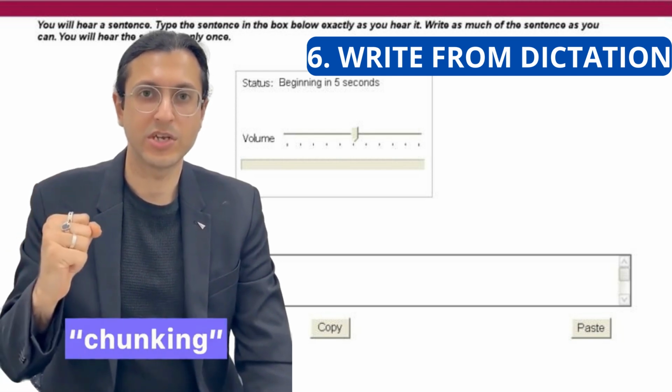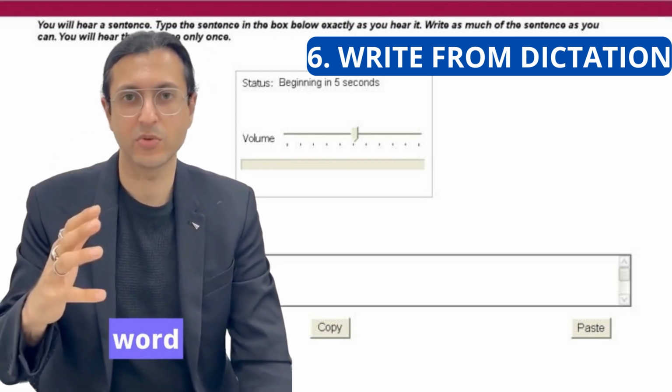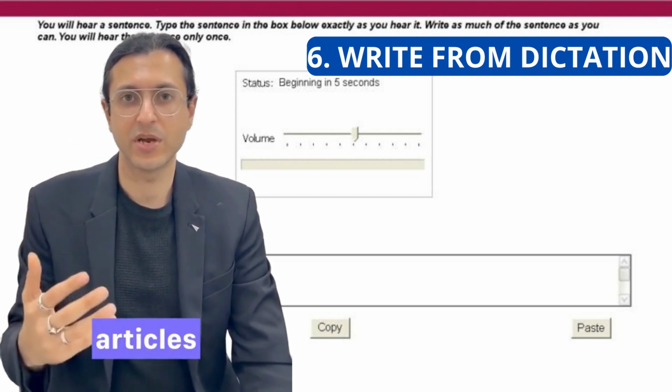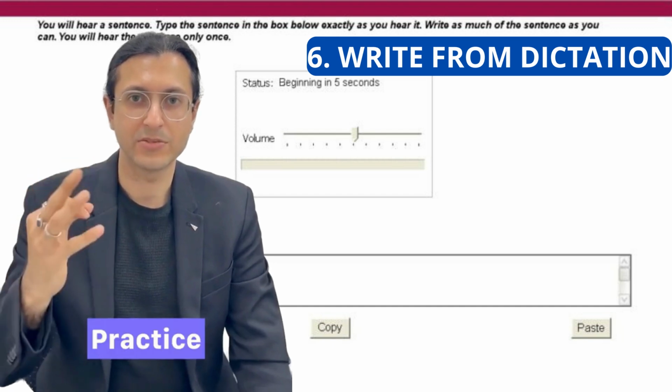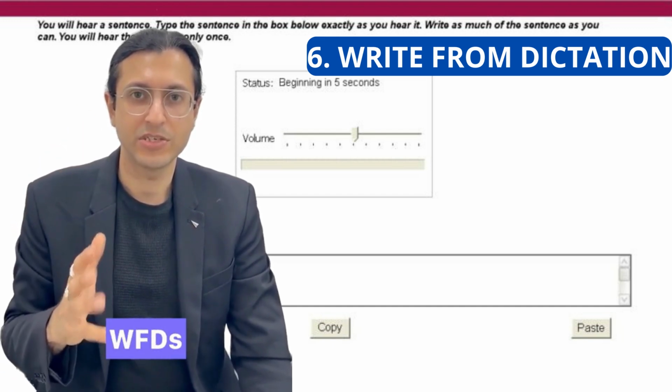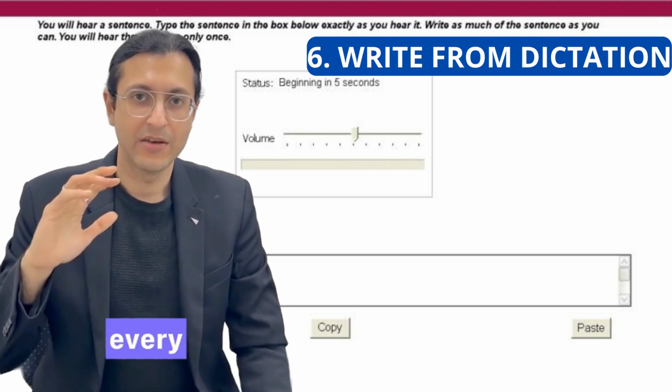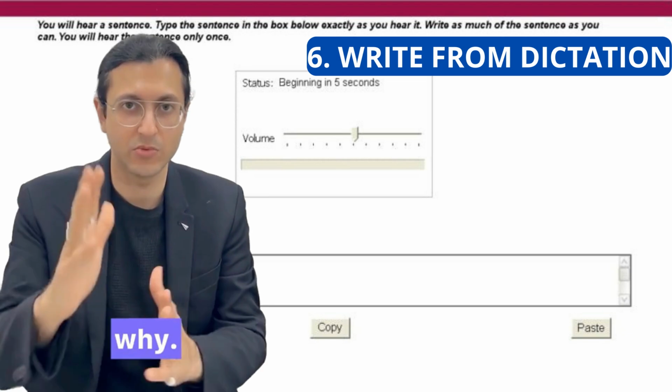Fix: use the chunking method. Listen for 3 to 4 word phrases and repeat in that order. Always review your sentence for articles and plurals. Practice plan: do 30 WFDs per day on MockMaster.ai, which gives feedback on every word you miss and explains why.